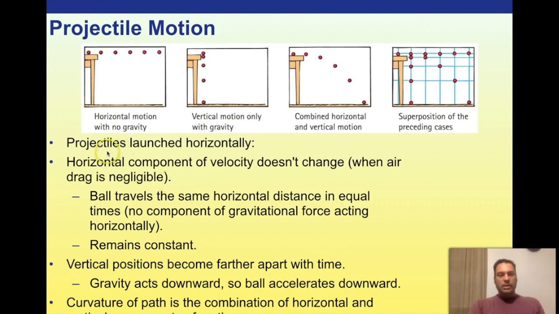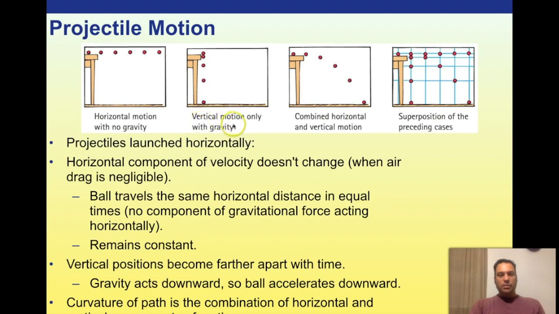So let's look at the case of projectile motion where you've got projectiles launched horizontally. So here would be a projectile on a table. We're going to say that there's no gravity. And if you were to launch it off this table, no gravity, it would just continue straight across with constant velocity straight across in this direction.